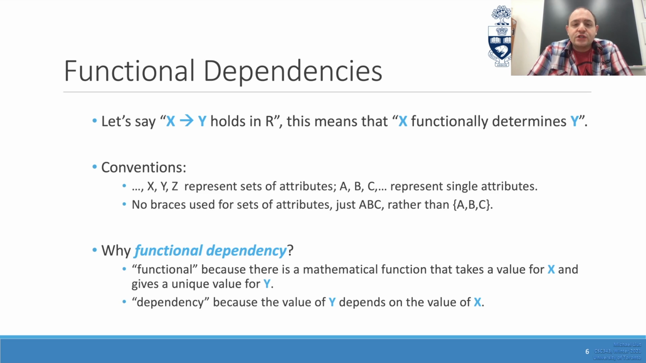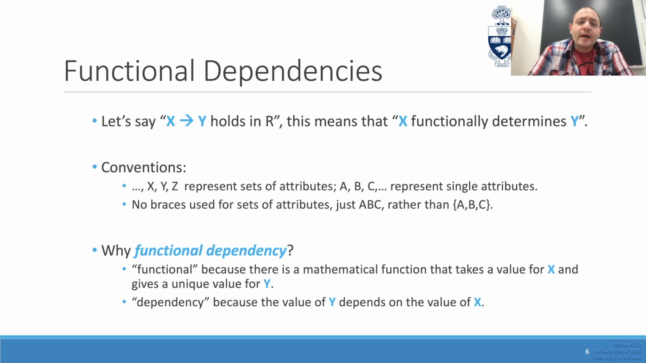So given a functional dependency, for example, we read a statement like X implies Y holds in R. So given some relation R, X implies Y, so some attribute X implies some attribute Y. What this actually means is that X functionally determines Y, or Y is functionally dependent on X. And that's an important term to understand. X needs to be there for Y to exist.